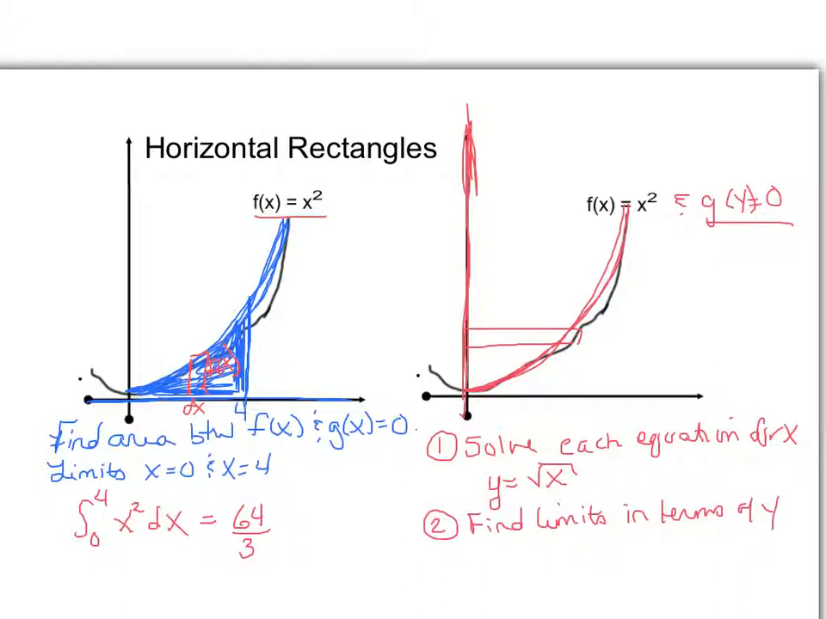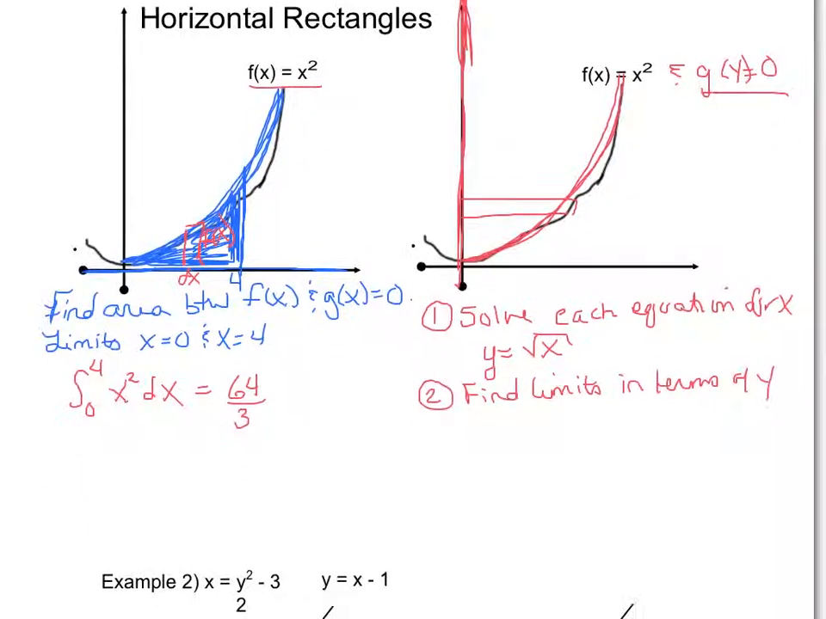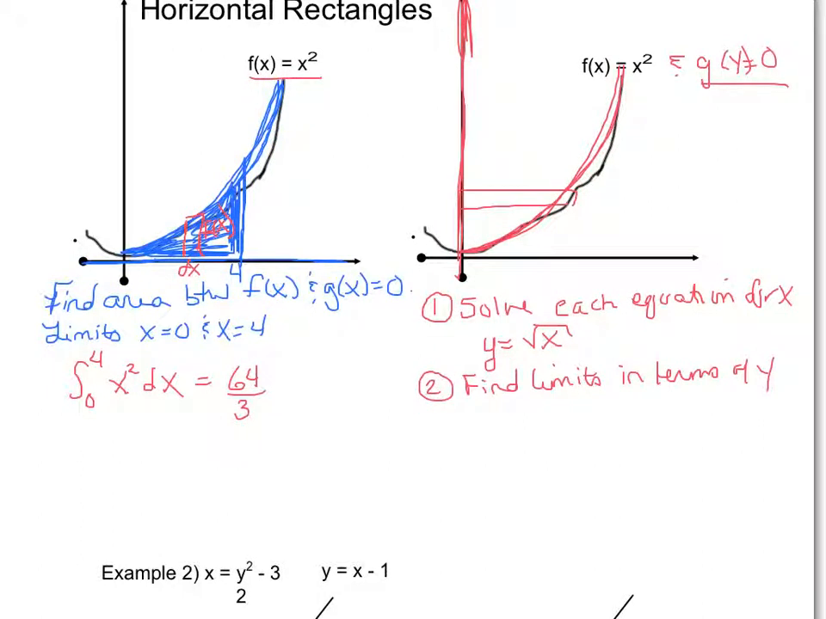So if I was already told that x is between 0 and 4, so I mentioned I was going to use this for both, I'm going to plug 0 into this equation to figure out what the y value is. So y equals 0 squared, which equals 0, and y equals 4 squared, which equals 16.